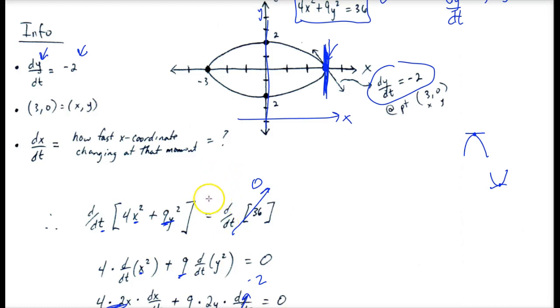So with that being said, this concludes our discussion on related rates, which is just another way of saying word problems where we use implicit differentiation.